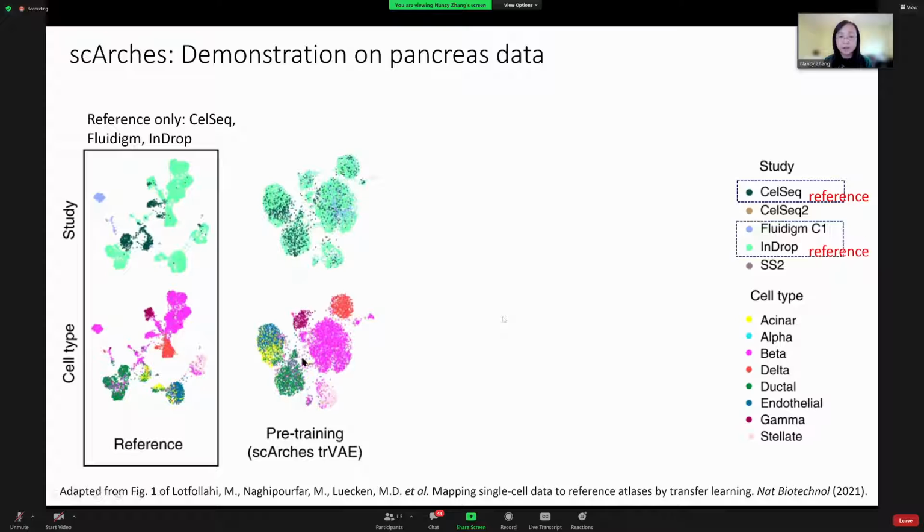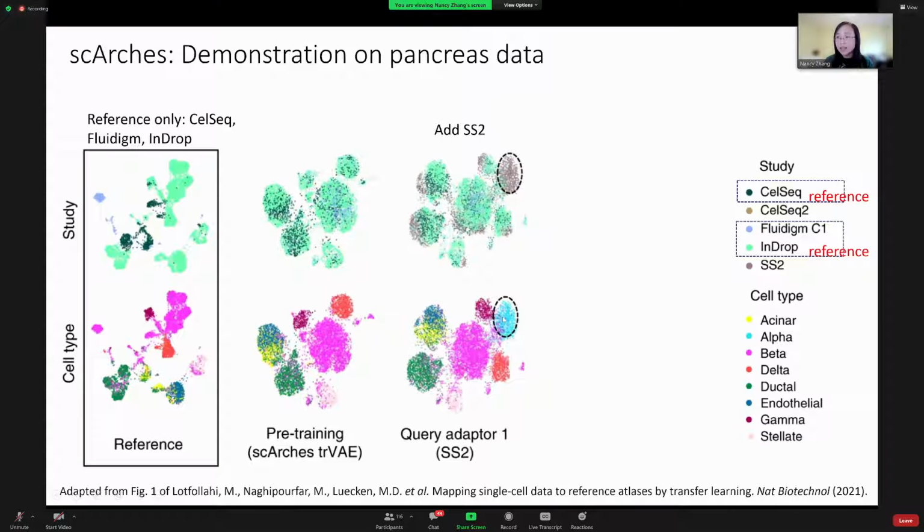And then, that's good. Okay, so then what they did was they took this SS2 study. This is a new study. And what's more is that they removed these alpha cells from the reference. So they say, oh, well, let's look at a case where my new study has a new unseen cell type that was not in the reference. So that's the unseen cell type right here. So you see that when they add the SS2, they are able to sort of integrate the SS2 to the reference data.